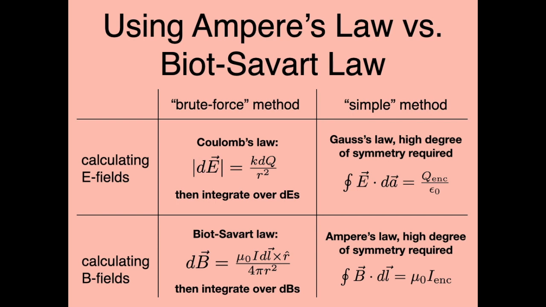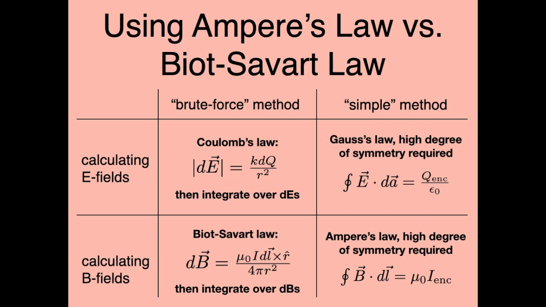Now, when it comes to calculating B fields, we're in a similar situation where we've learned about Ampere's law, the fact that B dot dl integrated over a closed loop is equal to mu naught times I enclosed. You can use that to calculate a B field as long as you have a certain type of symmetry. If you have an infinite wire or a solenoid or things like that, we can use Ampere's law. But there's another method. It's called the Biot-Savart law, which is pretty similar to Coulomb's law.